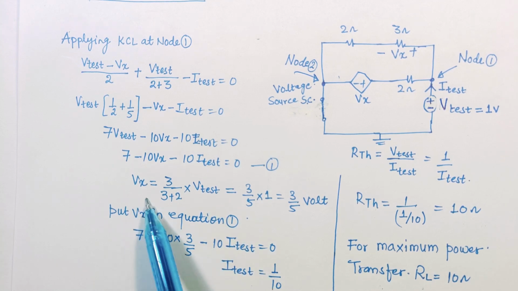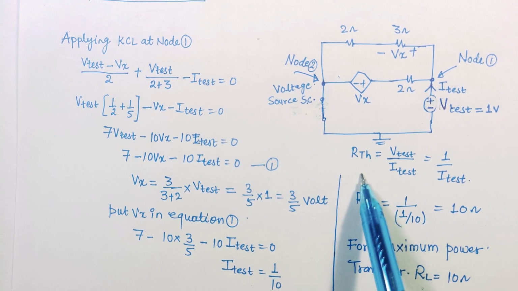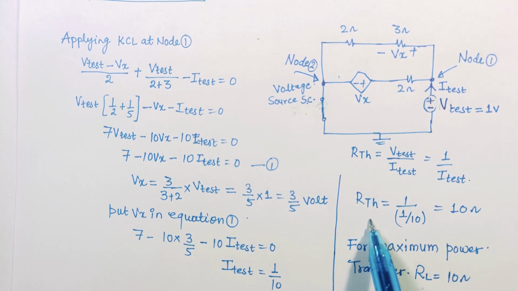Now we put the Vx value in this equation number 1, then I test can be found as 1 upon 10 ampere. As we have calculated the I test value, RTH can be calculated as RTH equal to 1 upon I test, that is equal to 10 ohm. So for maximum power transfer, the RL value will be equal to the RTH value, so its value is 10 ohm. So it is the answer of our question.